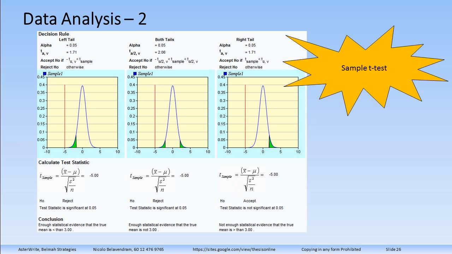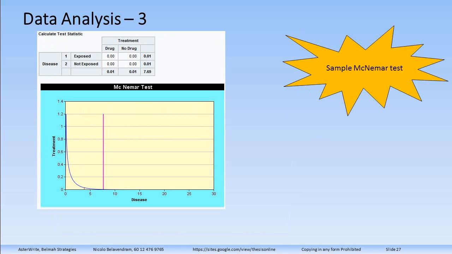Once the data is entered, AsterWrite automatically conducts the appropriate analysis. Output includes numerical values, test results, for example, H0 is rejected, and conclusions, for example, enough statistical evidence that the true mean is less than 3, and very interesting graphs. You can see a sample t-test here. You can now see a chi-square test, for example, McNemar test.